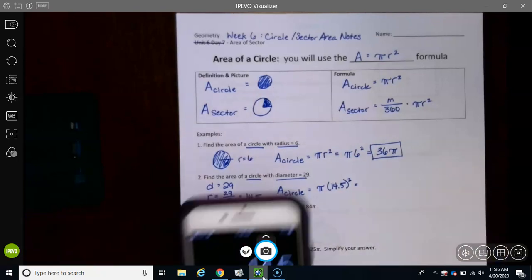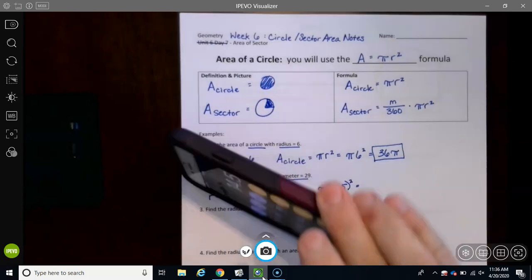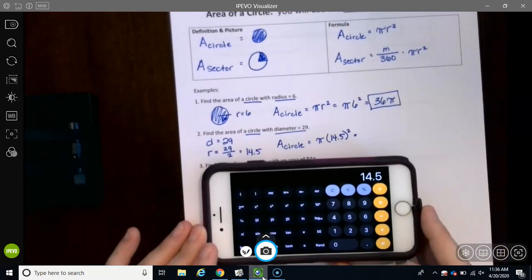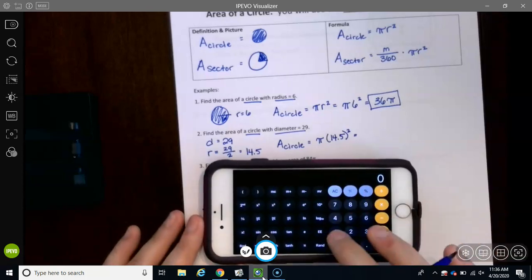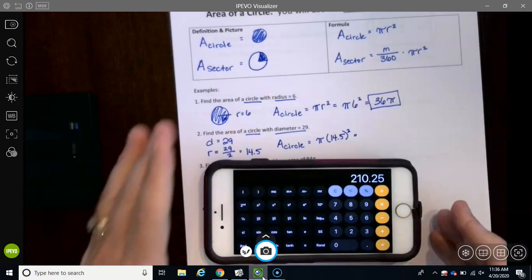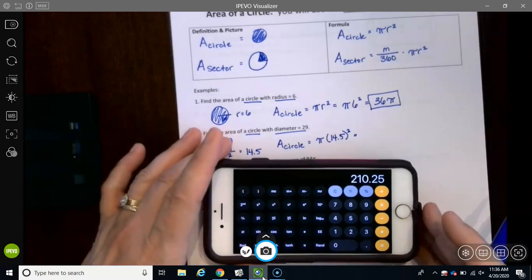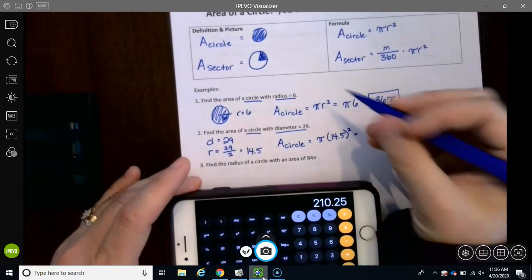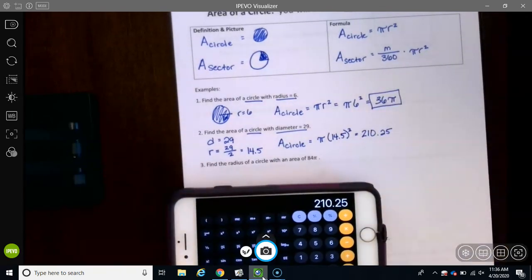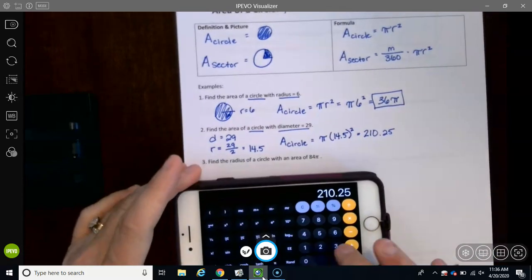So on your calculator, let me put my phone on here. I'm going to turn it sideways. If I'm doing 14.5 squared, I'm just going to clear that out. If I do 14.5, turn your calculator sideways, and you see this x squared button right here, that's what I want you to click to square that number. Or you could have done 14.5 times 14.5, either way. But that gets us 210.25.